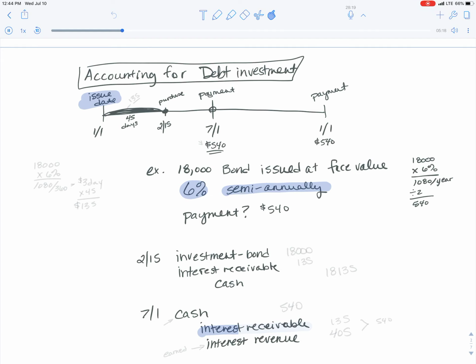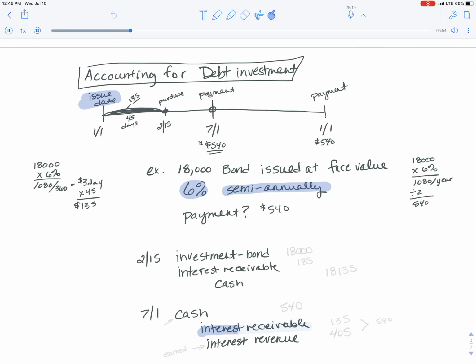So let's find out how much 45 days is. We take 18,000 times the 6%, that's that 1,080, and we divide that by the 360 days in the year. That's $3 a day. Well, 45 days of interest is $135. So we didn't actually earn $135 of the 540.